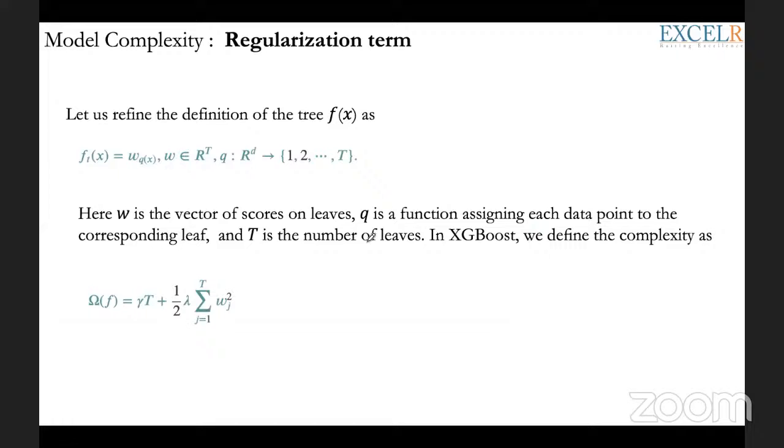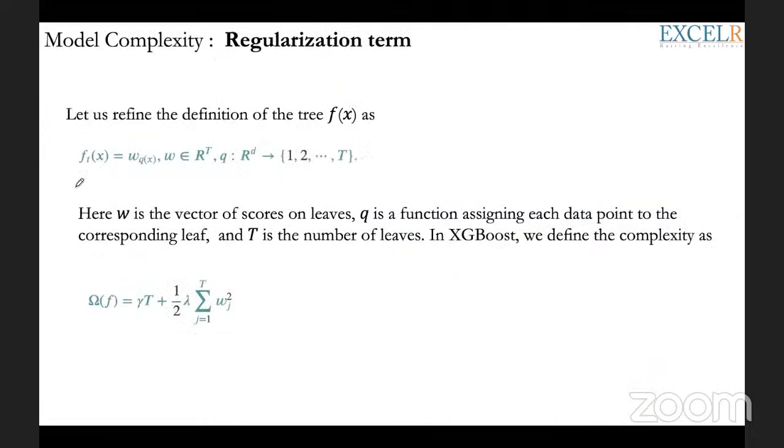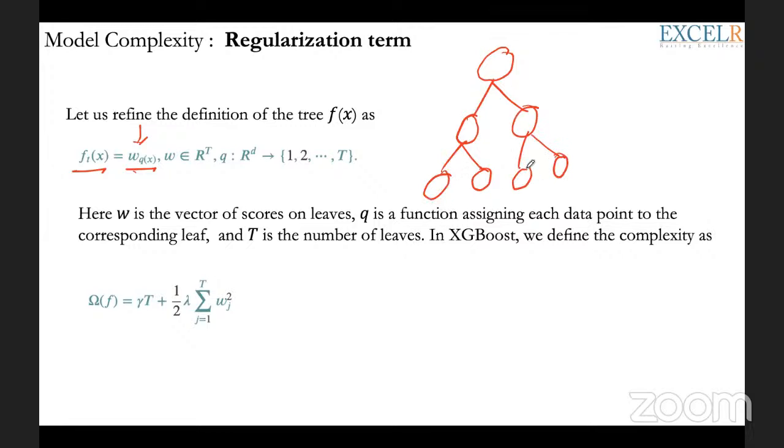Now coming to the regularization term, how do you define this term? Let us discuss that. So ft of x: how do you define a tree? The definition of the tree is basically w q of x. The w is nothing but the scores on the decision tree. We have seen the scores, and we are going to see how to compute them. For each node, we'll have a score like plus 2 or 1.9. So w is nothing but the vector of scores in a tree.